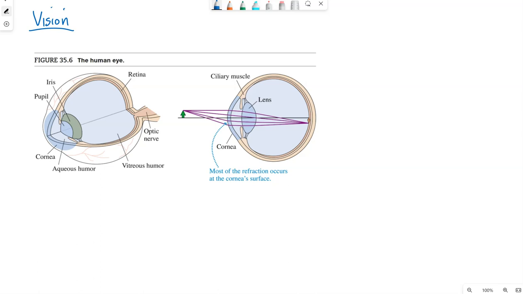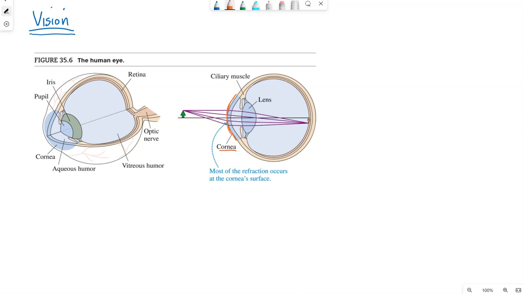So let's talk a minute about vision, how we see different things. I don't expect you to remember the different parts of the eye, but just wanted to explain it for a minute. So the cornea is the outside surface. On the right side here, this outside surface of our eye is called the cornea.